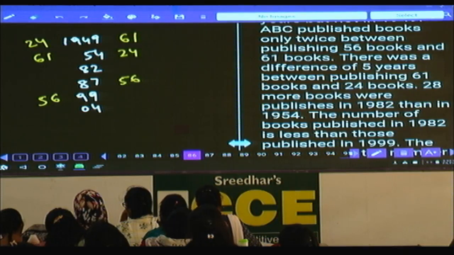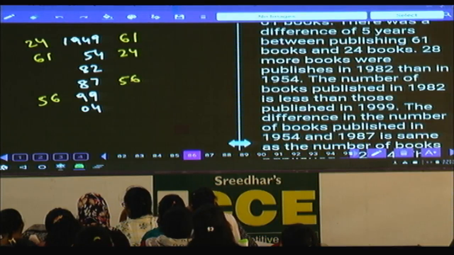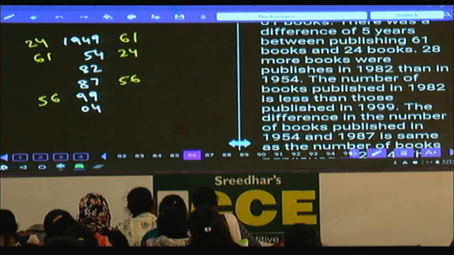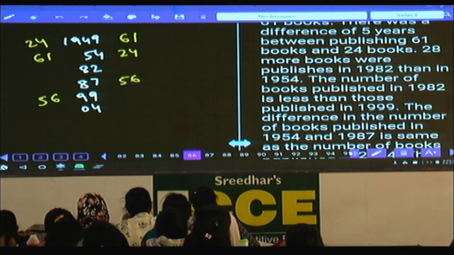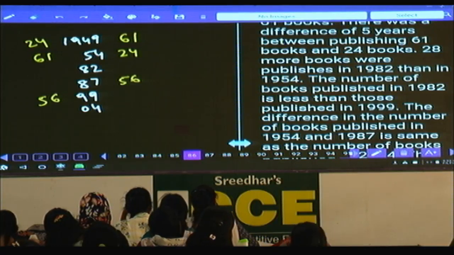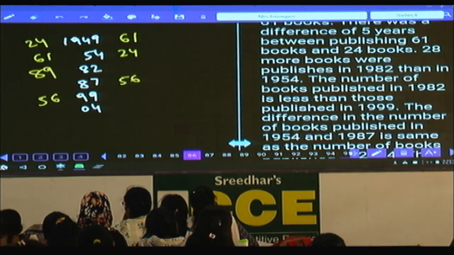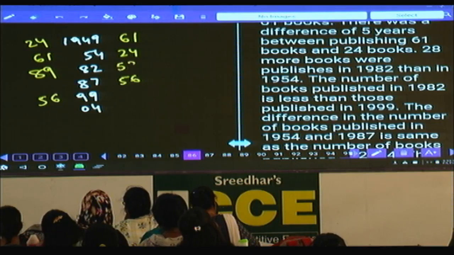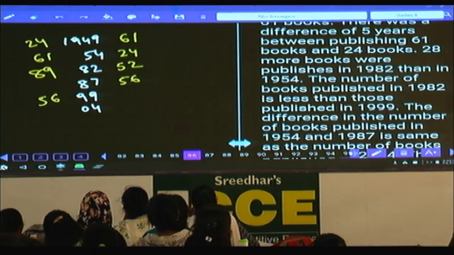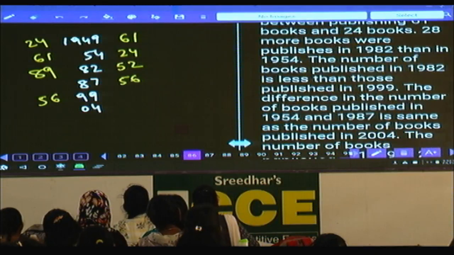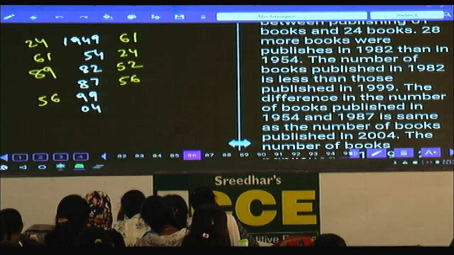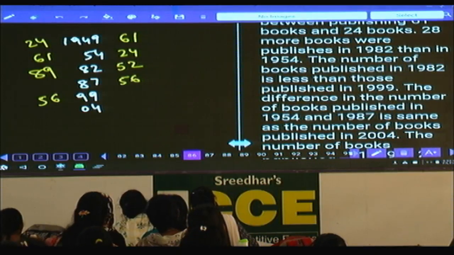And 61 and 24, 28 more books, underline this word more. 28 more books were published in 82 than in 54. 61 plus 28 is how much? 61 plus 28 will be 89. Here in this one, 24 plus 28, now it is 52, isn't it? Then 28 more books were published in this year than in 54. Number of books published in 82.